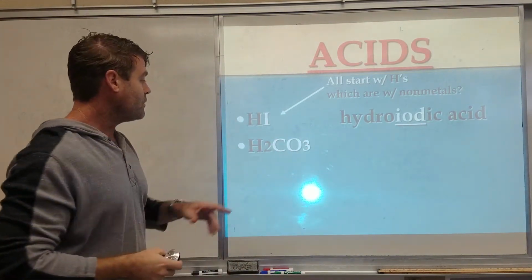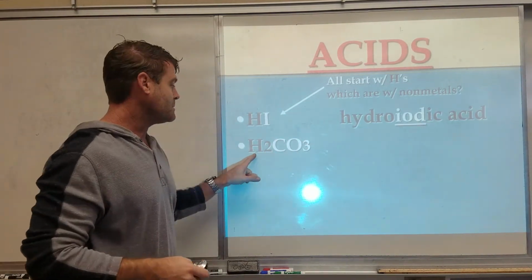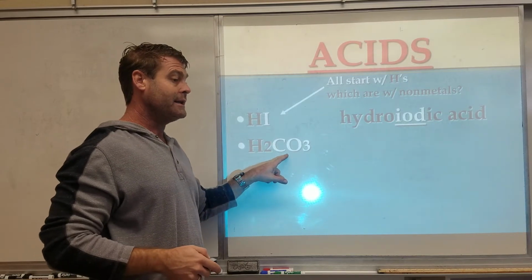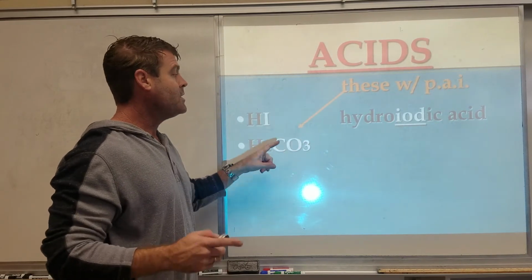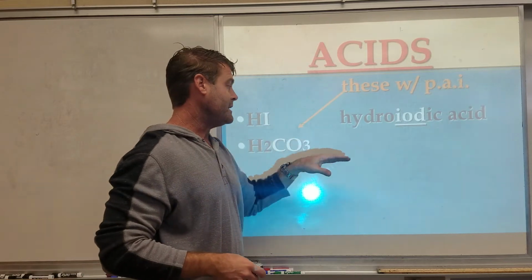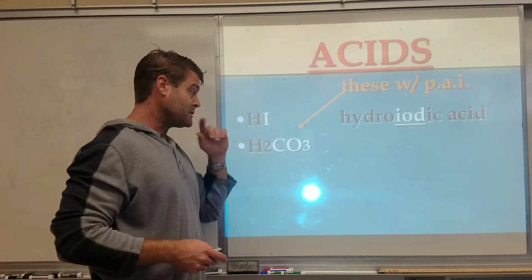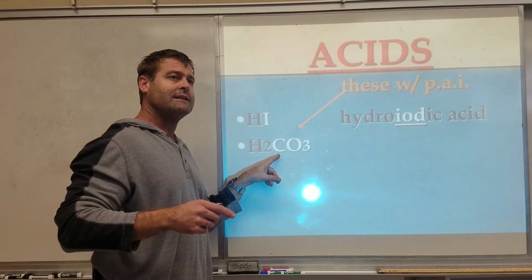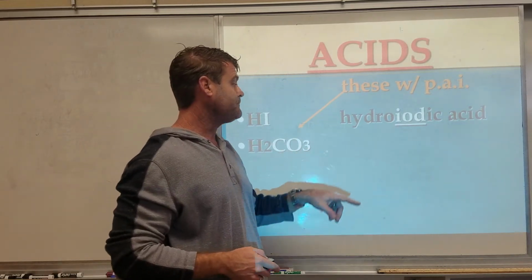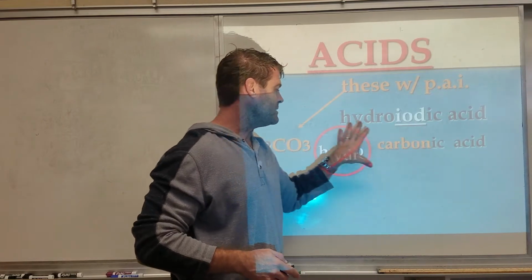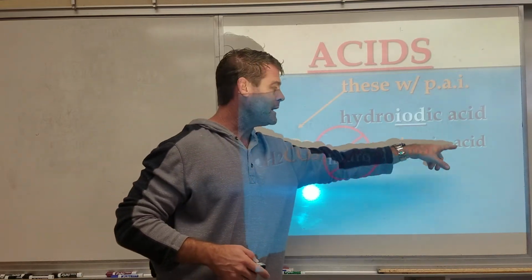Now this one, you're not going to name it the same way. It has different rules because this is an acid with a polyatomic ion. So remember, the rule is you don't add hydro. This is carbonate, if you look on your valence sheet. The rule says, if it ends in -ate, I change it to -ic. So what's this called? Carbonic acid. Notice there's no hydro.